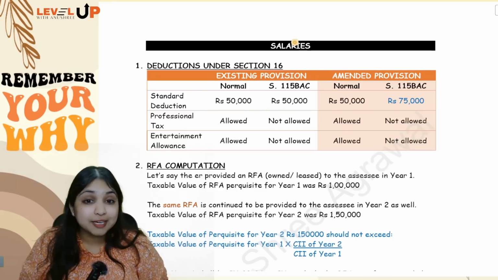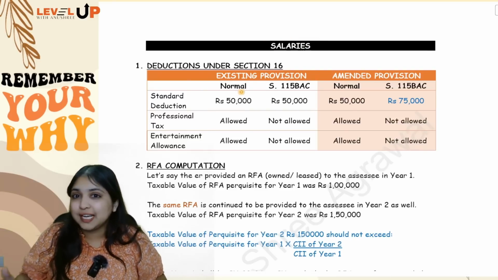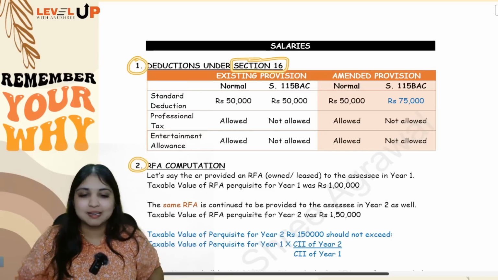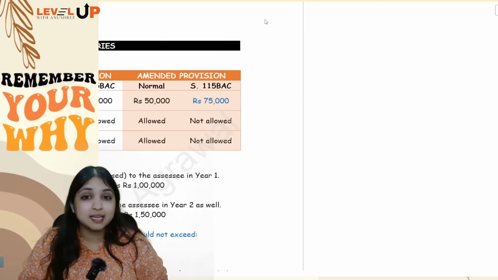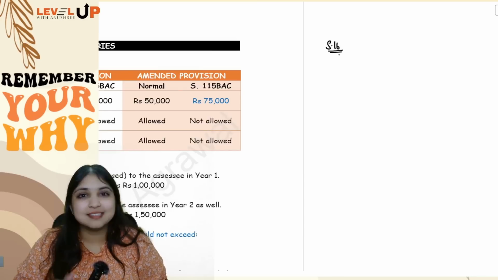Okay. Now coming to our salaries chapter, your first head of income. The Finance Act 2024 has made only one amendment in section 16. But I am going to discuss with you about 2 points. You will understand. Let me take you forward one by one. See, let's talk about section 16. Section 16, tell me what was the existing provision?